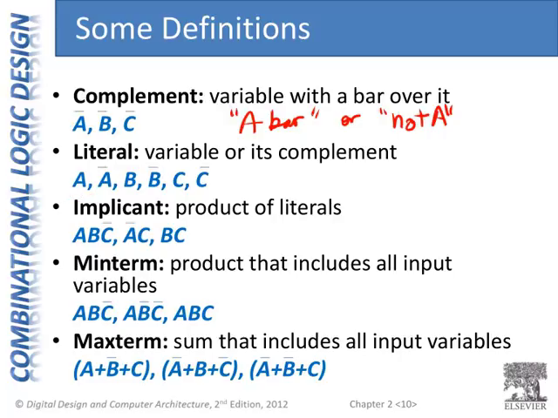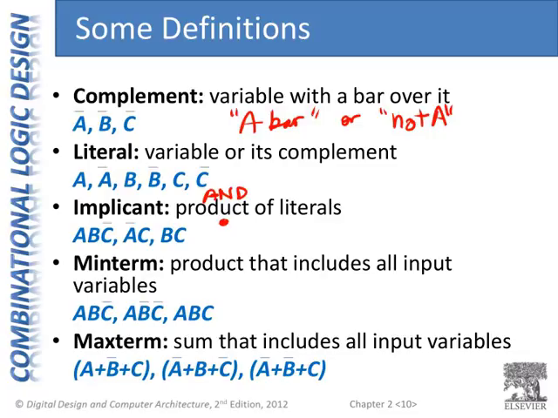Now an implicant is a product of literals. Remember that word product, we've taken over that multiplication sign for the AND operation. So it's a product or AND of literals. So A, B, C bar, or I could also say that A and B and C bar is an implicant, or a product of literals. A bar C is also an implicant, or a product of literals.